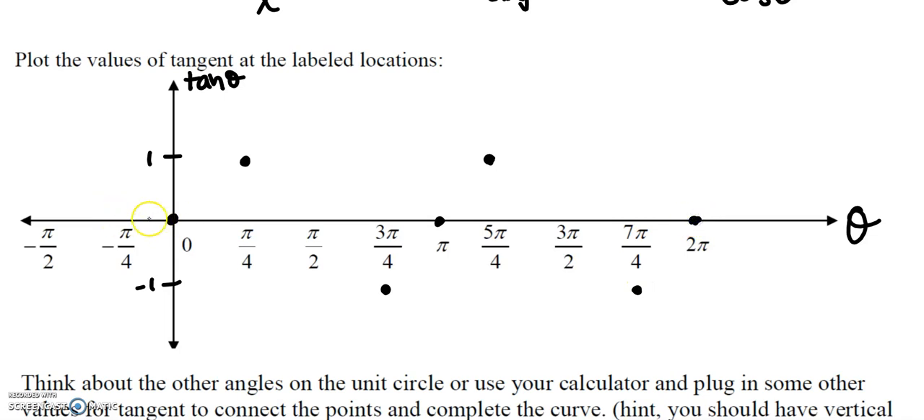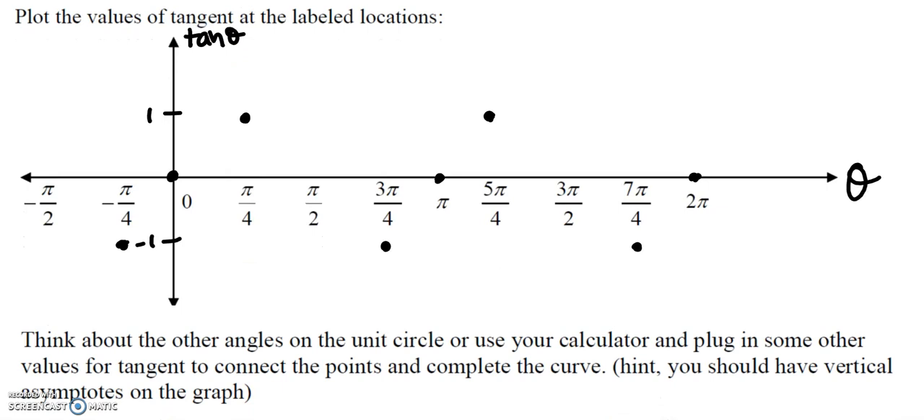Well, also on here I've got negative pi over 4. Well, negative pi over 4 is just traveling backwards pi over 4, which would really land me at the same coterminal angle as 7 pi over 4. So that's going to be -1. And then backwards pi over 2 really means 3 pi over 2, undefined. All right, well, let's see what this says.